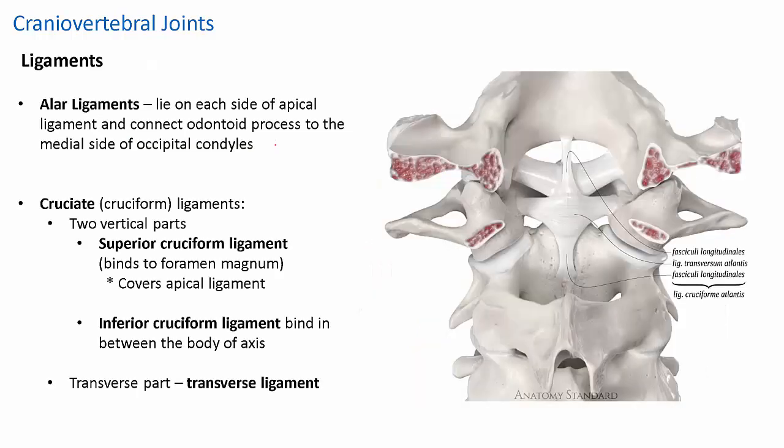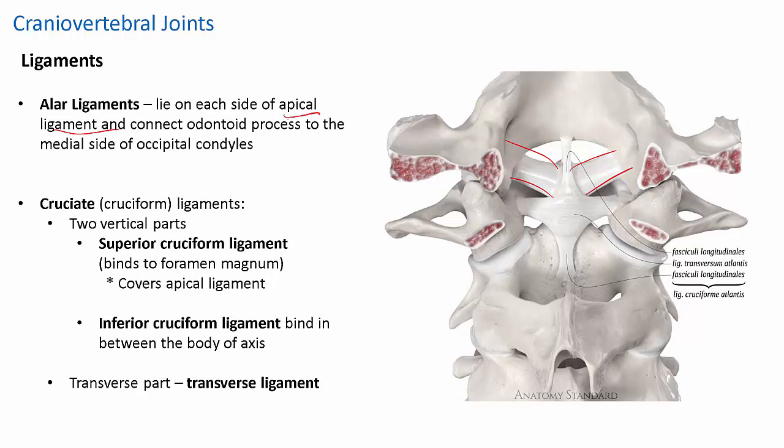Other ligaments that we'll look at are what we call alar ligaments. Alar ligaments are going to be on each side of the apical ligament, and they're going to connect the odontoid process to the medial side of the occipital condyles. So you would have had the apical ligament. The apical ligament is kind of hidden back here. You don't see it very well. But then we're going to have these alar ligaments, and these alar ligaments are going to be pretty much going out from side like this, going out towards the occipital condyles. That would be those guys right there.